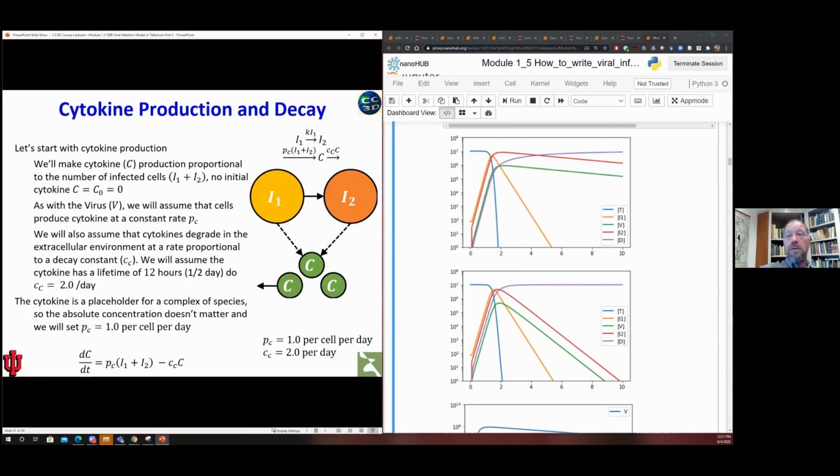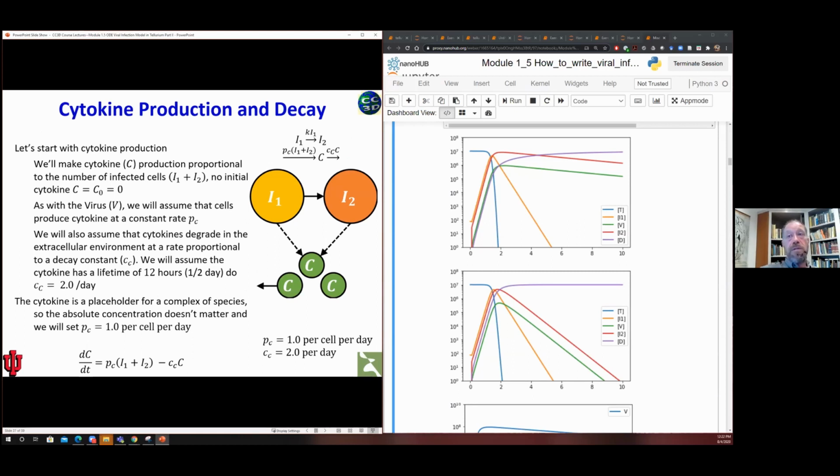So what we're going to do is we're going to build a model that includes these features. The first thing we're going to say is that there's a production of cytokine in the tissue, cytokine signal. We're going to find that this doesn't make a big difference now, but we're going to need it later on. And so we're going to say that our I1 cells and our I2 cells produce cytokine, an immune signal, and we're going to assume a linear production rate.